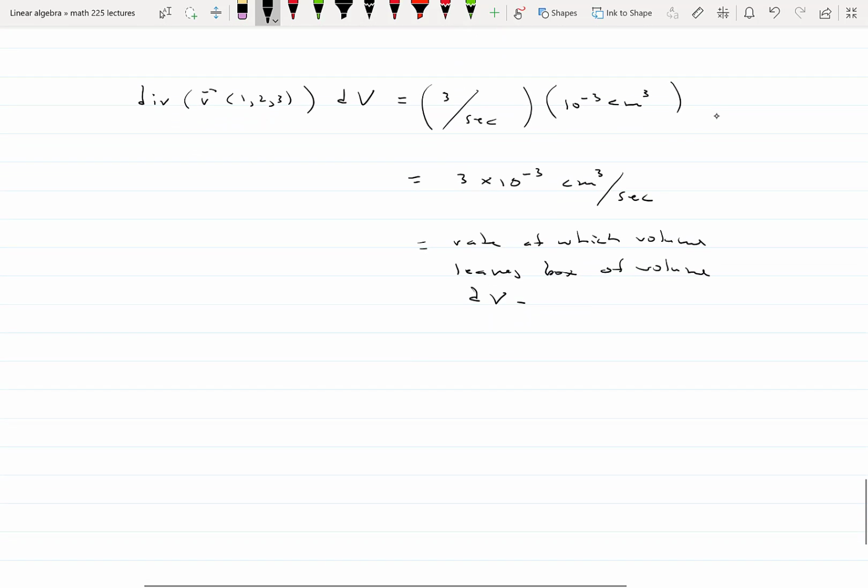Okay, the divergence of V is called the flux density. Similar to the concept of density that you learn in chemistry, density is mass per unit volume, mass over volume. Well, the divergence is flux density. Flux, remember, is a rate. So it's rate per volume, which gives you something called flux density.